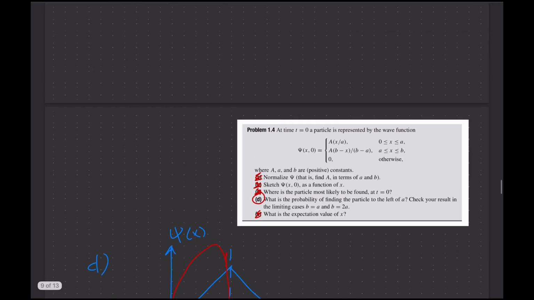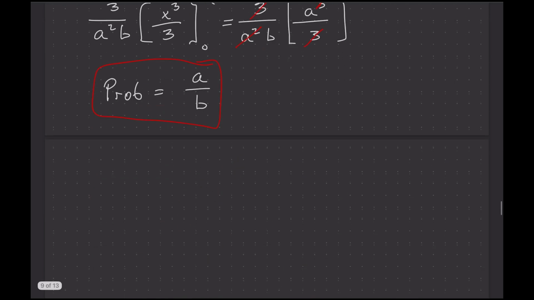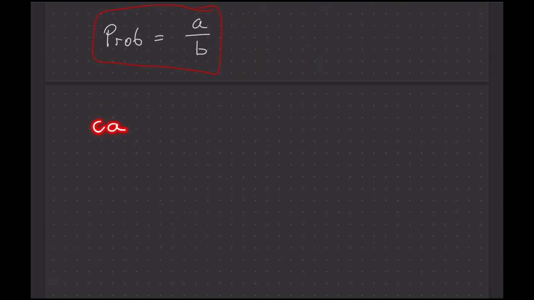Now let's go back and check, what does this mean? Check your result in the limiting case where B is equal to A and B is equal to 2A. Okay, the limiting case. Case 1, B is equal to A. So the probability, if B is equal to A, then we have A over A, which equals 1.